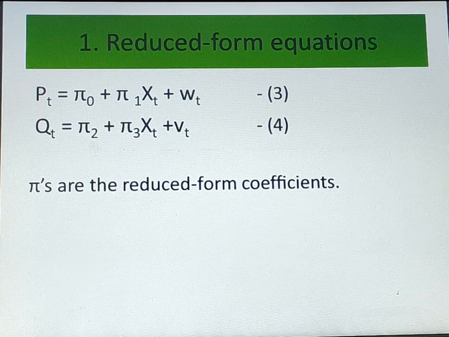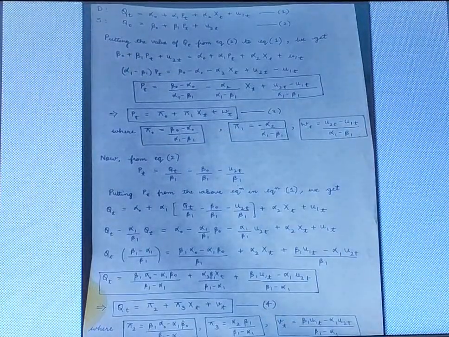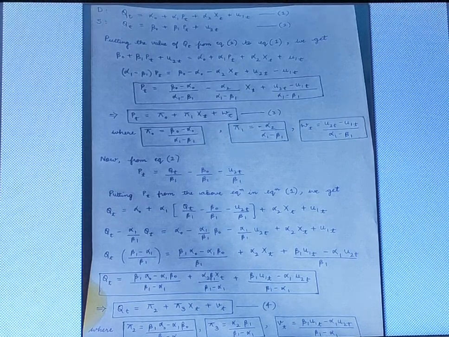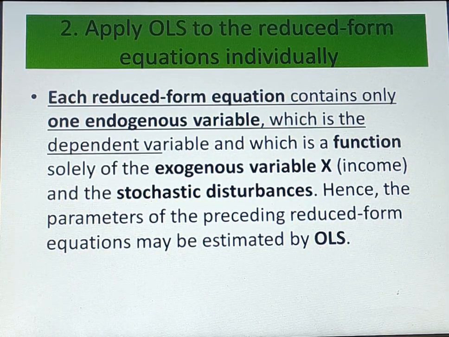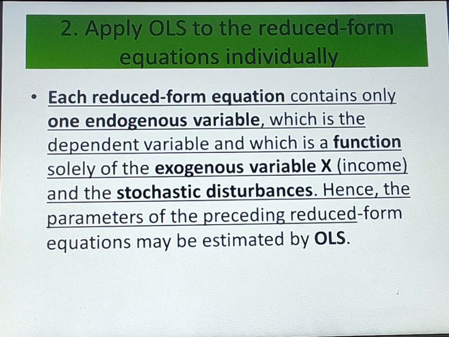So P_t and Q_t in equations 3 and 4 are the generalized form of reduced form equations. If you want to know how I have derived these equations, you can see this picture and pause the video here to see the derivation part. Here I have derived P_t and Q_t in terms of pi's, which are the reduced form coefficients. Then the second step is to apply OLS to the reduced form equations. Because we know that the reduced form equations are only a function of exogenous variables and stochastic disturbances, hence the parameters can be estimated by using the OLS method.